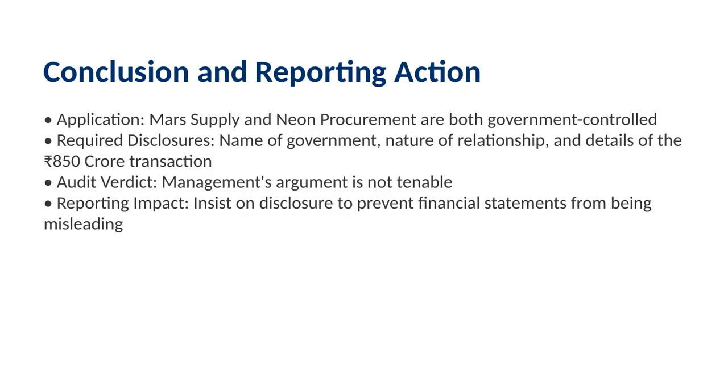Finally, let's apply this to our specific case. Mars Supply Corporation procured spares for 850 crores from Neon Procurement and Supply. Since both are government-controlled, the exemption applies, but the company still had to disclose the name of the government, the relationship, and the nature and amount of this 850 crore transaction. Therefore, the management's argument that no disclosure is necessary is simply not tenable. In your audit report, you must insist on these disclosures to ensure the financial statements are not misleading. Keep this structure: standard, exemption, mandatory requirements, and then application, and you'll nail this question.